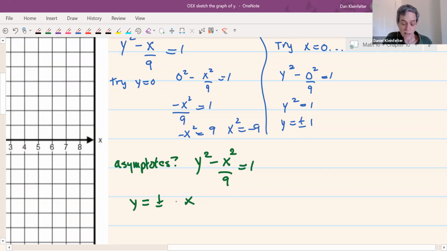The slope is always a y change over an x change. What's the denominator on y squared? It's like y squared over 1, right? So the square root of 1 is 1, and so we're going to have a 1 in the numerator. For x squared, slope is change in y over change in x, so the bottom is going to be the x number. Taking a look at the denominator on x squared, that's a 9. Square root of 9 is 3. So the two lines will have slope plus or minus 1/3 x as the equations of the lines.